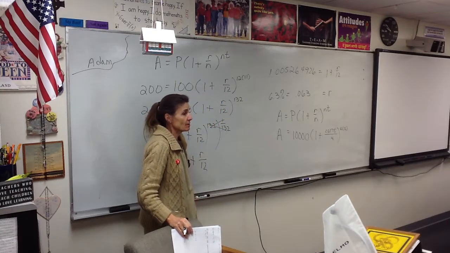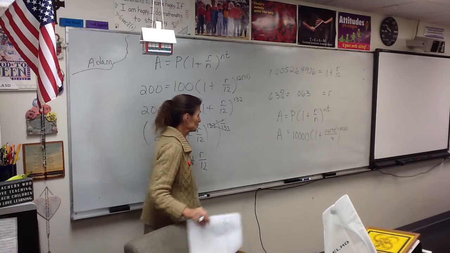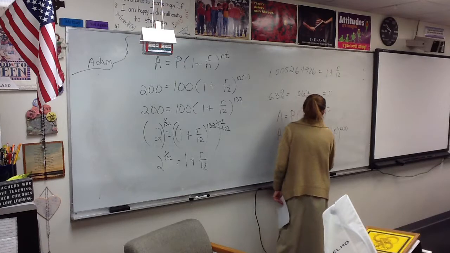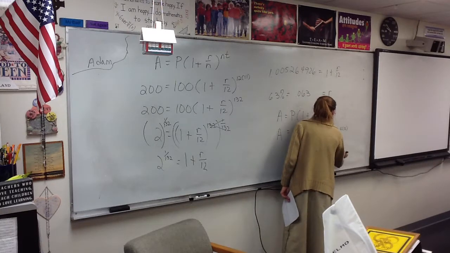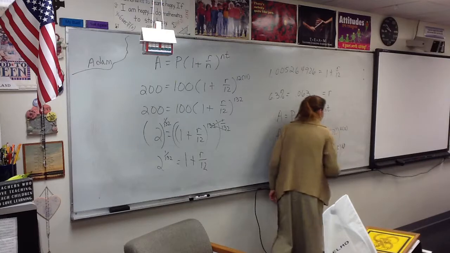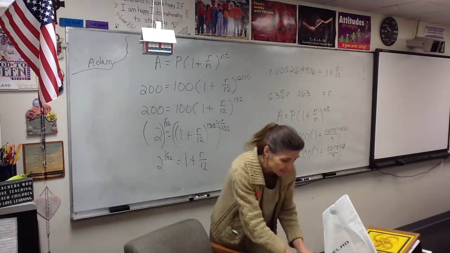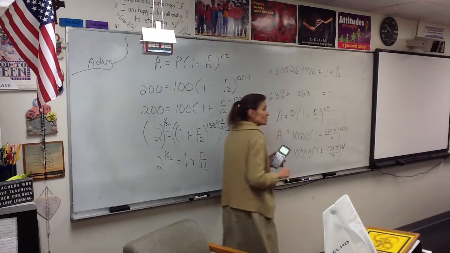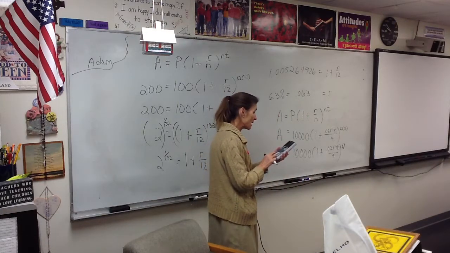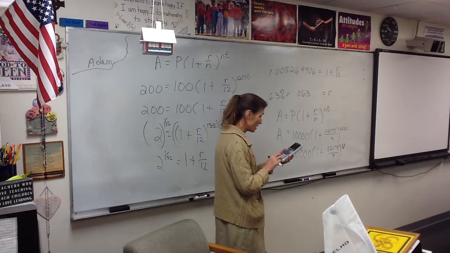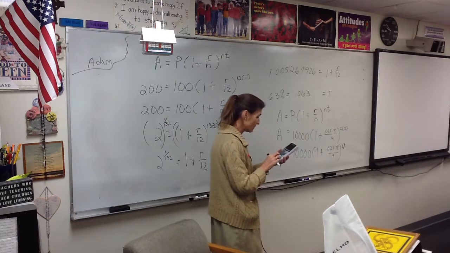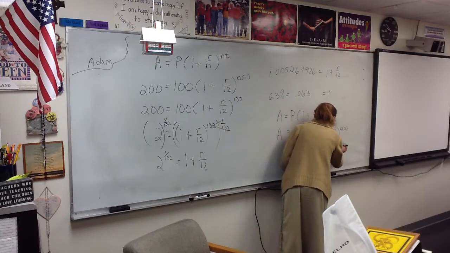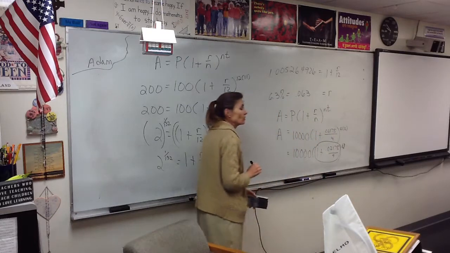This one's a lot easier. I'm just going to take 10,000 times 1 plus 0.02175 divided by 4 and raise it to the 48th power. So we typed in one of these the other day, exactly like this. Let's do this parentheses first. So I'm going to type 1 plus 0.02175 divided by 4 equals. So just type this right here into your calculator and hit equals.